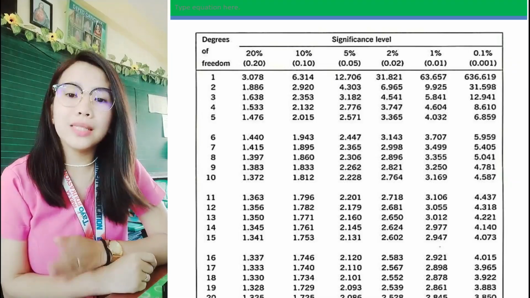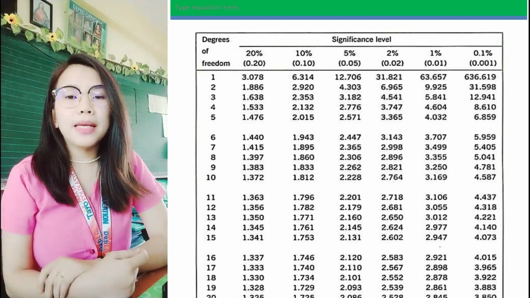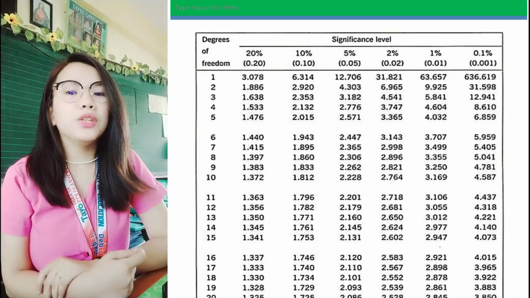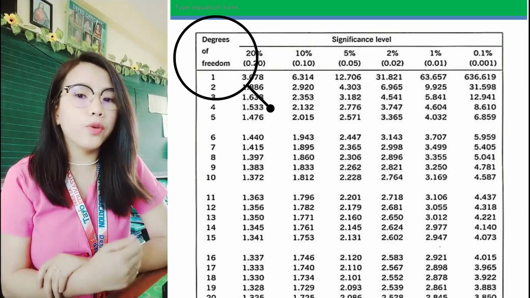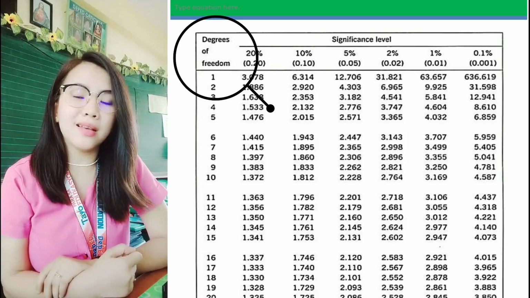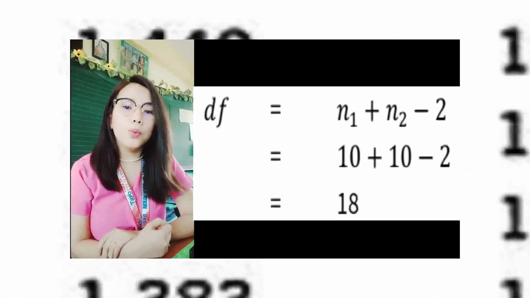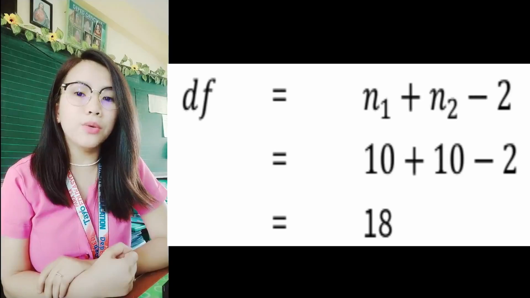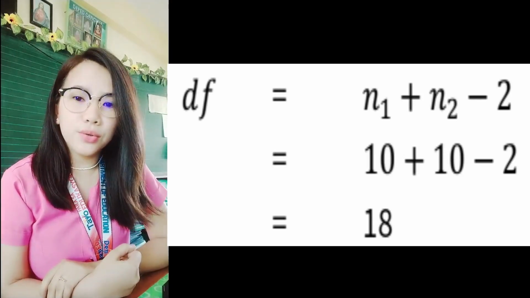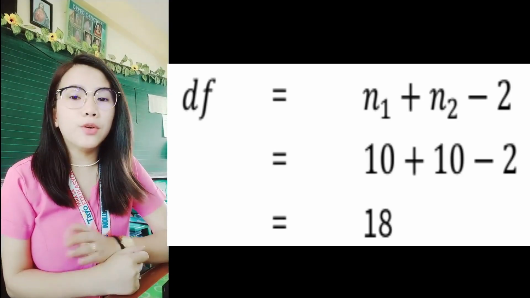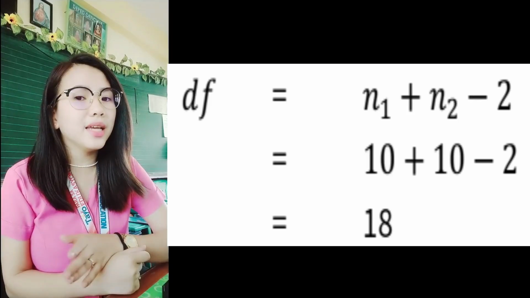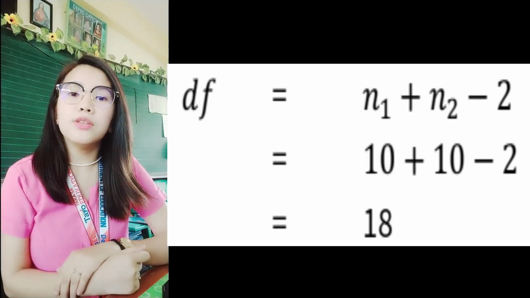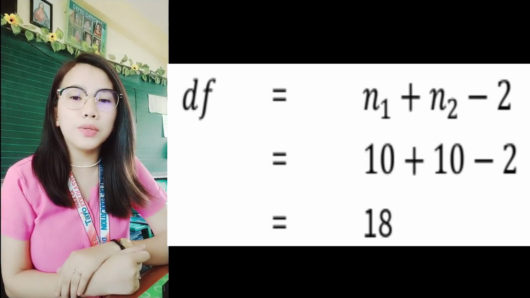Sa t-test, kailangan natin hanapin yung degree of freedom para makita natin yung significant level or yung t-tabular value. Para makita natin ang t-tabular value, we need to solve the degree of freedom where we only add the two sample sizes or the number of observations. We have n sub 1 plus n sub 2 and then we subtract 2. So here in our problem, meron tayong 10 observations for the male and 10 observations for the female. So we have 20 minus 2 is equal to 18.